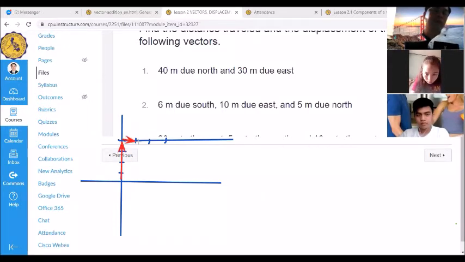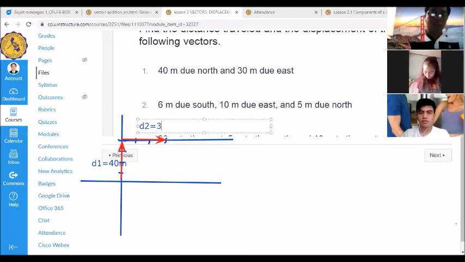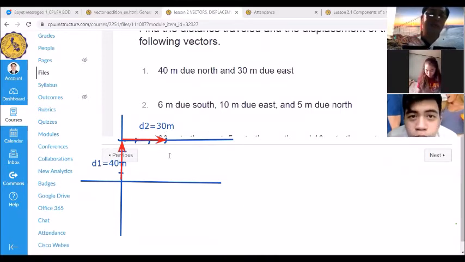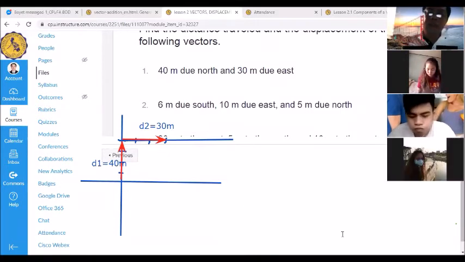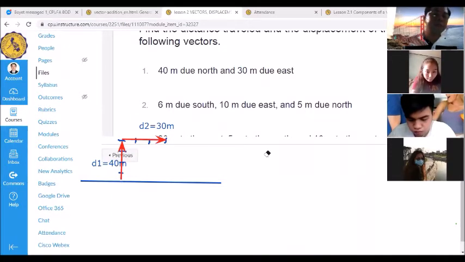So this is the first vector. The next vector goes to the right. If you are to label it, this will be called D1. That's displacement. So D1 is 40 meters. Our D sub 2 is 30 meters. Since the questions are not needed anymore, I'm going to erase them. So these are our vectors.